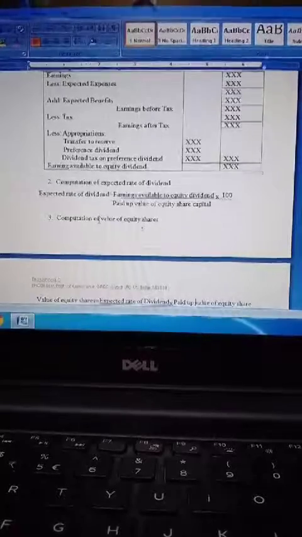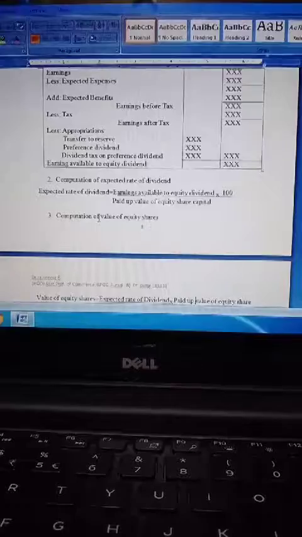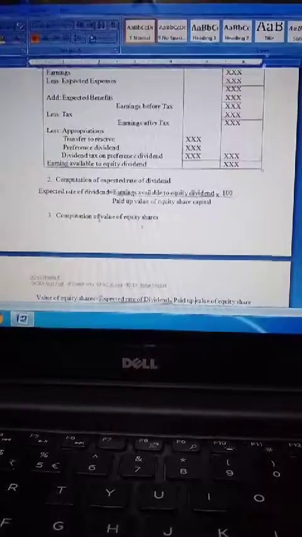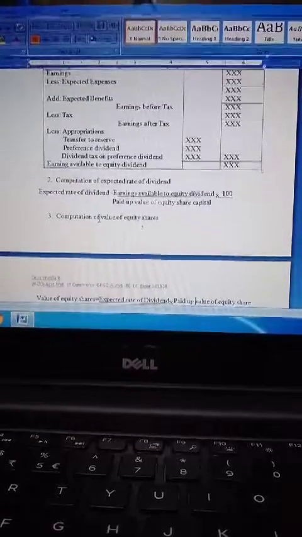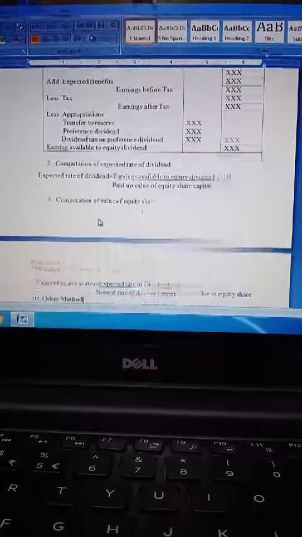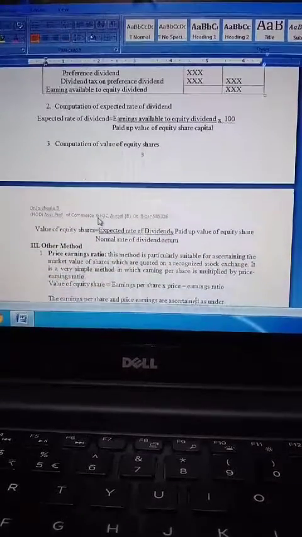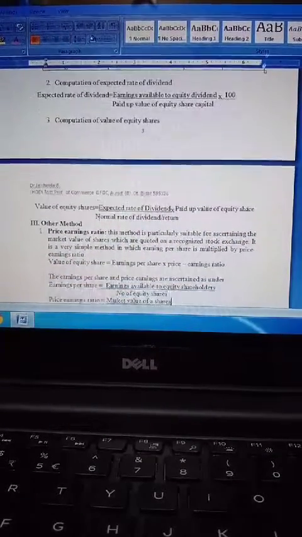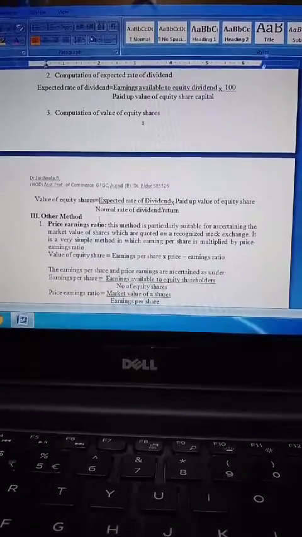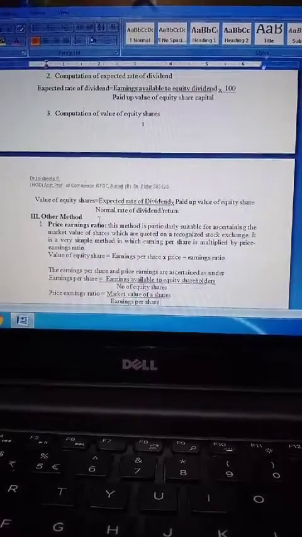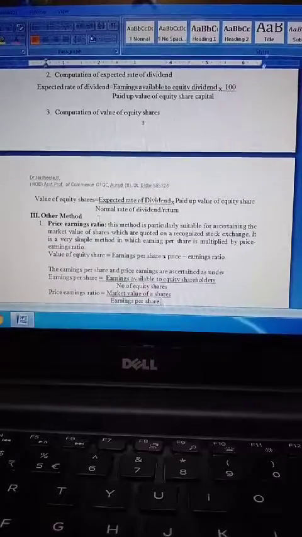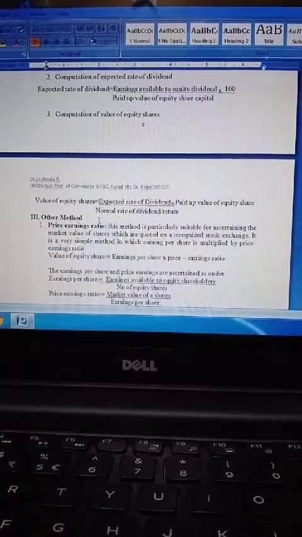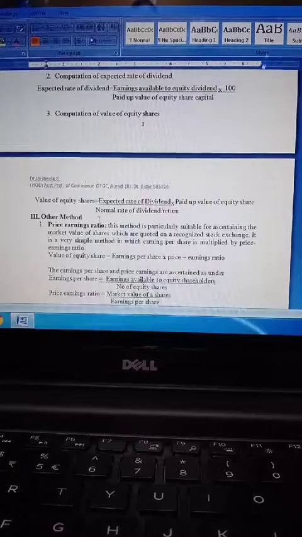Then here also certain formulas we should follow. Computation of expected rate of dividend: expected rate of dividend equals earnings available to equity shareholders divided by paid up value of equity shares into 100. Then another formula, computation of value of equity shares: value of equity shares equals expected rate of dividend divided by normal rate of dividend or returns into paid up value of equity share.